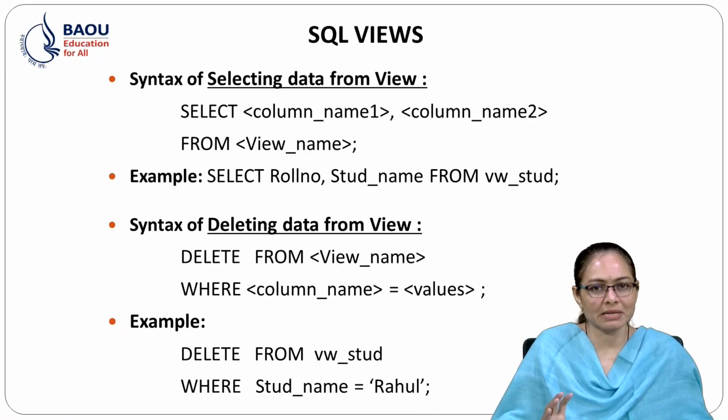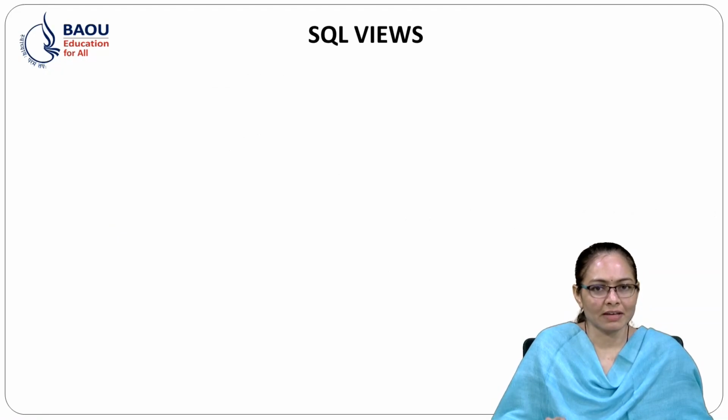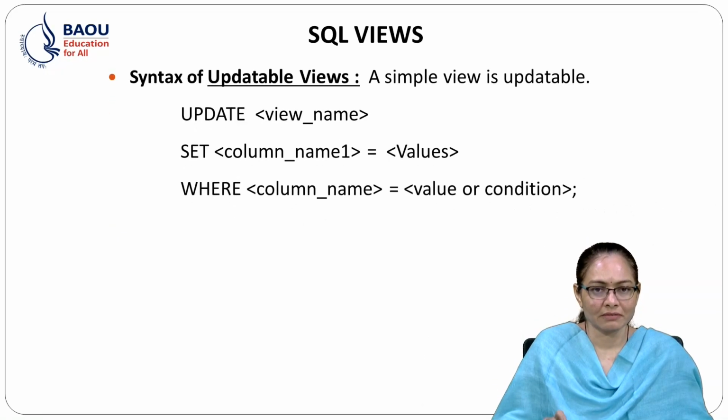A view is the same as a table, but it is another copy of the table. So the same operations we can perform on a table, we can perform on a view. Now here is the syntax of updatable views. We saw how to select the data from the view and how to delete the data from the view. Now we see how to update the data from the view.